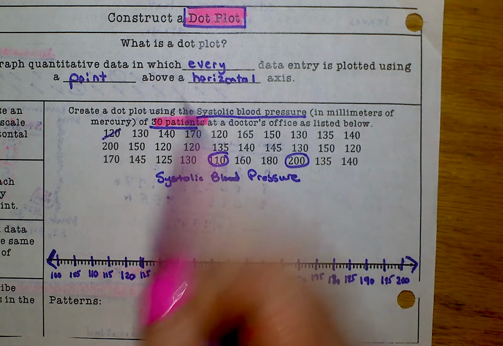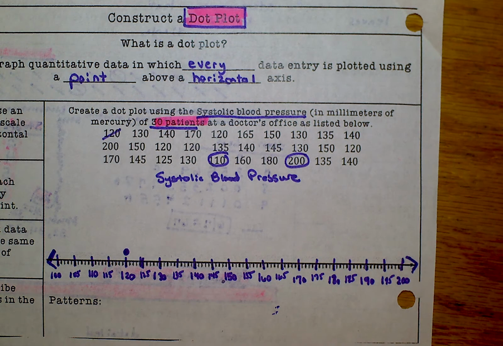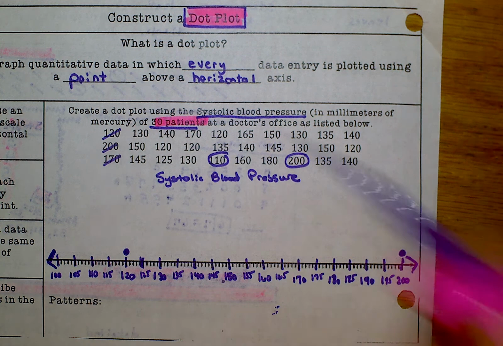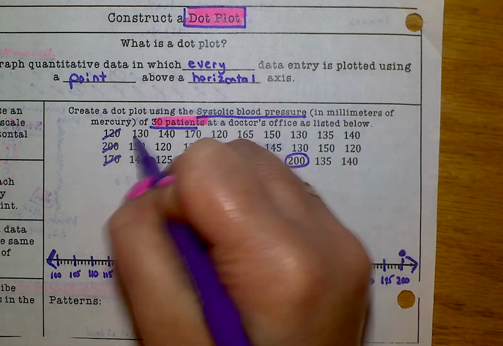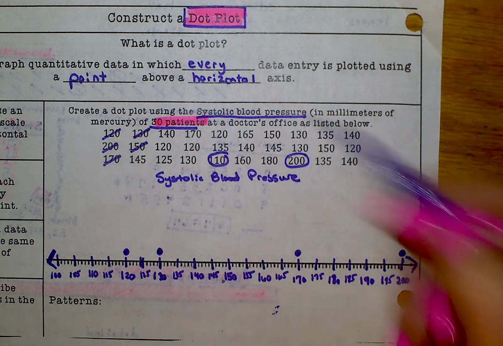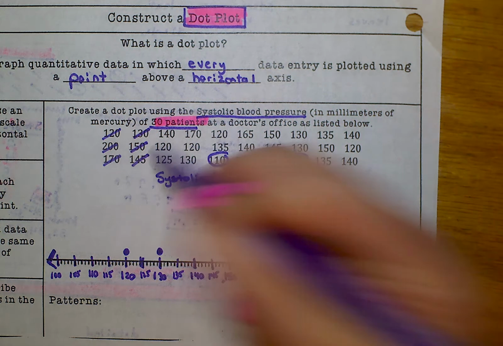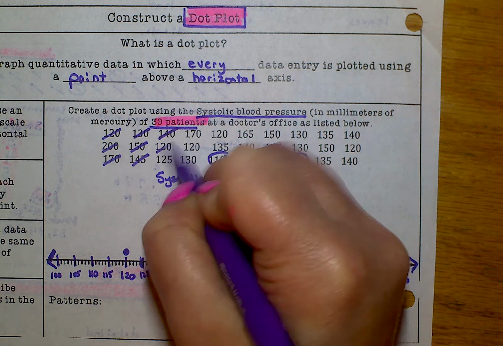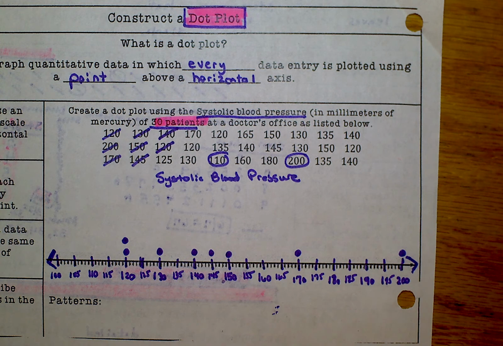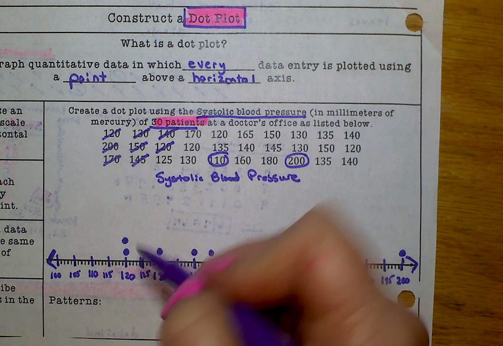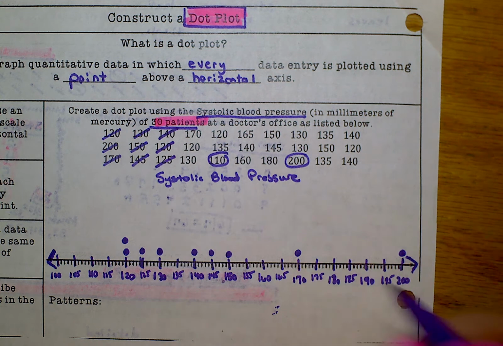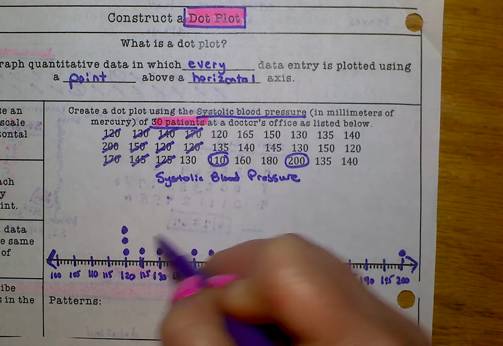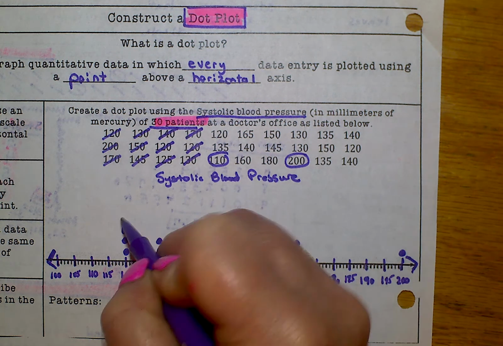Then you take this point, 120, and you put a dot above 120. So now I'm at 200, 170, 130, 150, 145, 140. When you occur again at 120, you put another dot above it. 125, 170, 120 again, 130, 120 again.